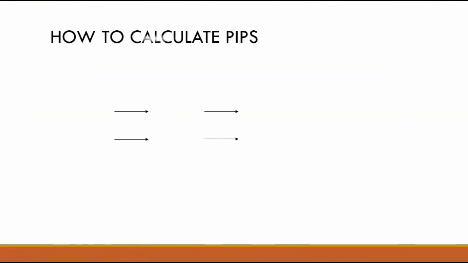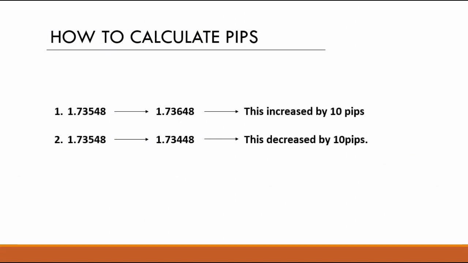So now, how do we calculate pips? I'm going to show you using the above market price, which is 1.734548. If price comes to this point right here, this is the current market price. Let me label this for you. You see this figure right here? This is the current market price.